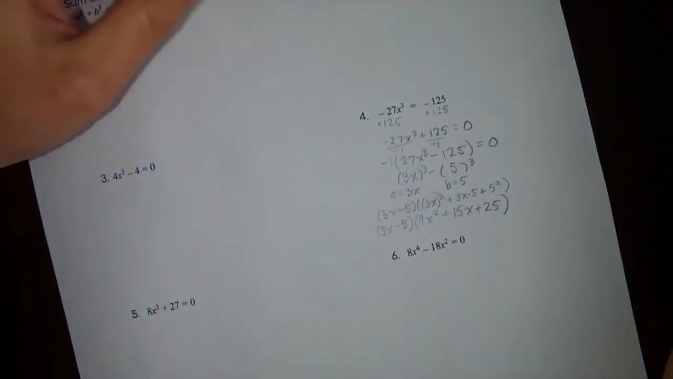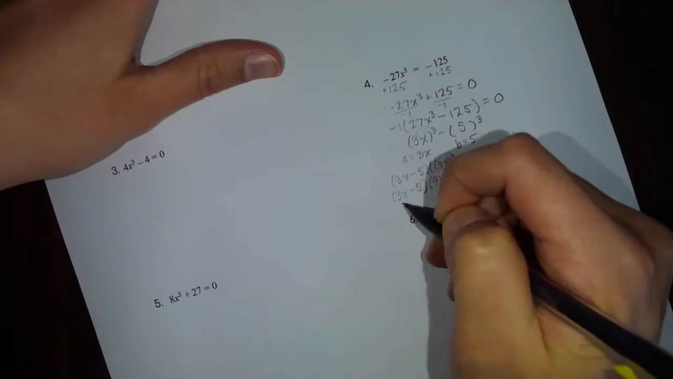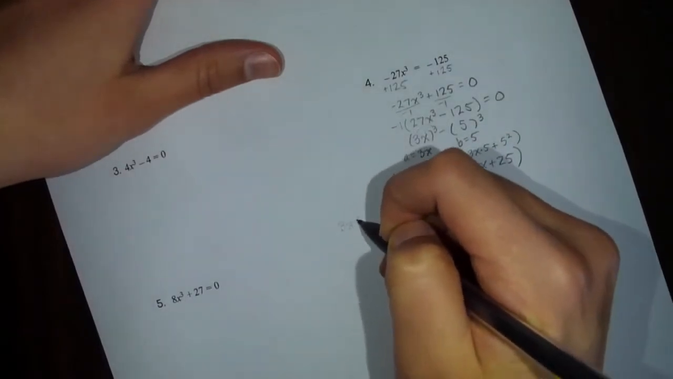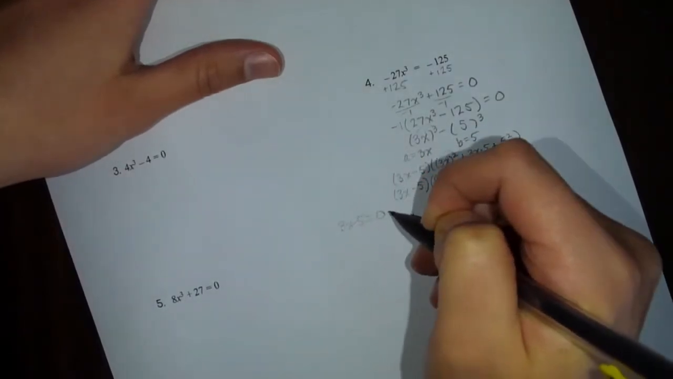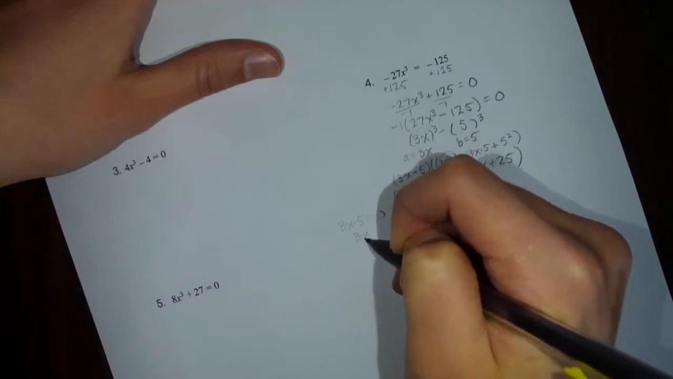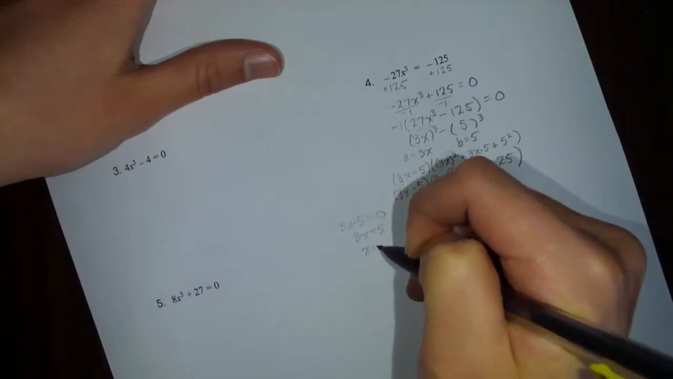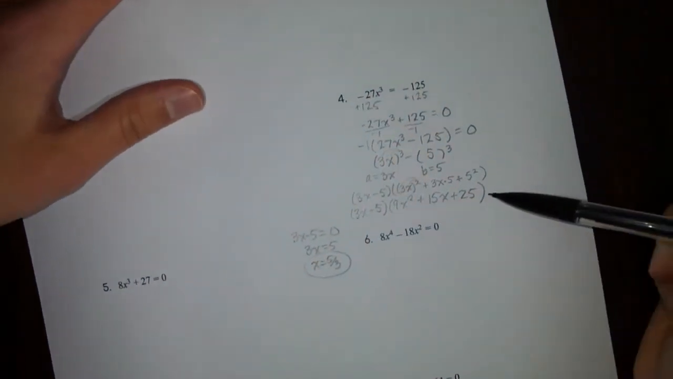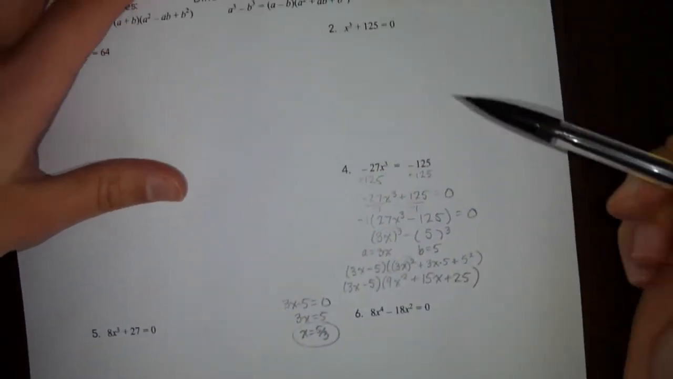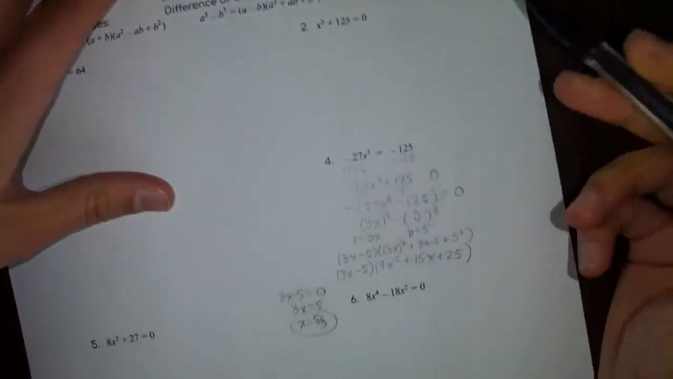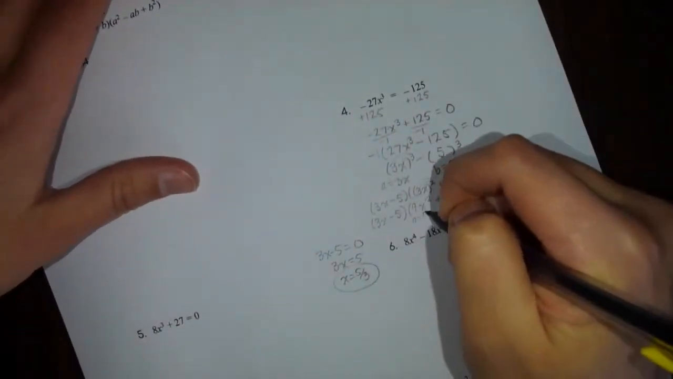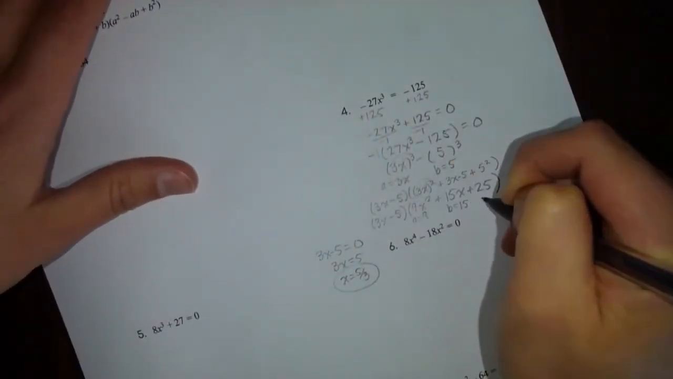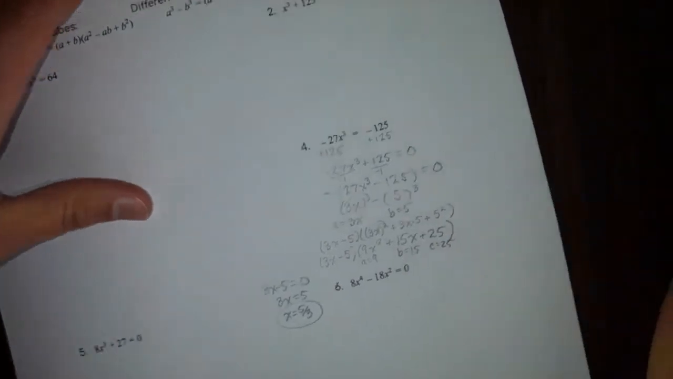Okay, so when we use this formula, this first part we could just set equal to 0 and solve. So just add 5 and divide by 3. So that's one answer. For this part, we will always have to use the quadratic formula. So a is equal to 9, b is equal to 15, and c is equal to 25.